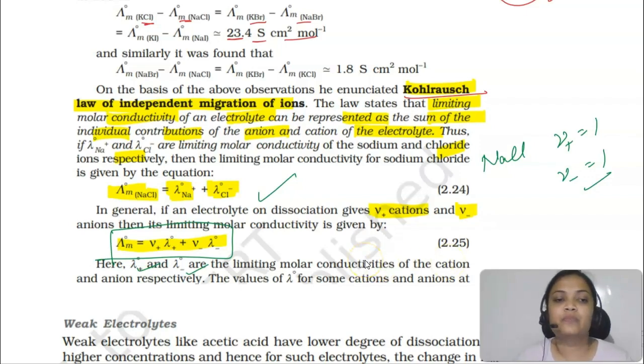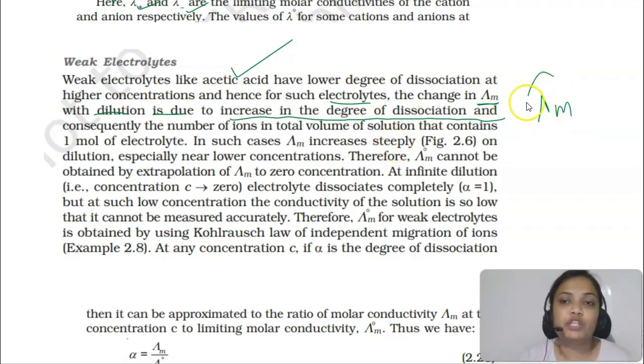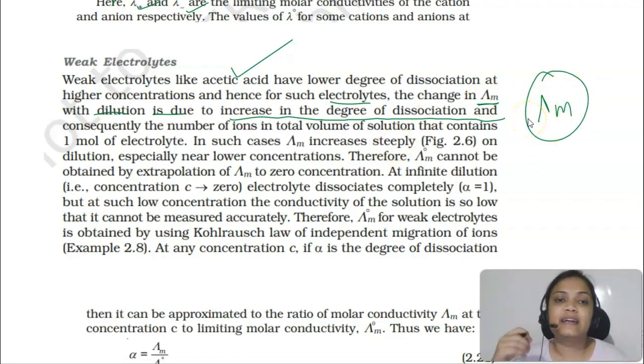Alright students. Now if I talk about weak electrolytes, like acetic acid, they have a lower degree of dissociation. You know that in the case of weak electrolytes, only a few molecules dissociate at higher concentrations. And for such electrolytes, the change in molar conductivity with dilution is due to the increase in degree of dissociation. Now here lambda m is changing, why? Because as you increase the volume, if you are diluting the solution, the degree of dissociation will increase, because this is a weak electrolyte.